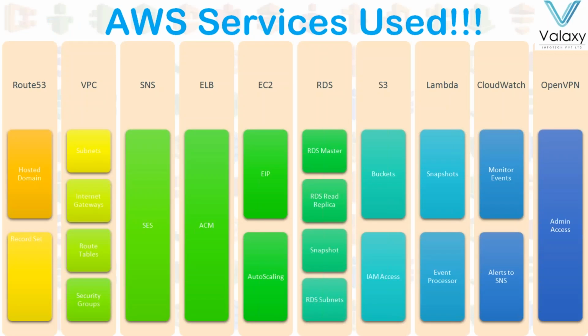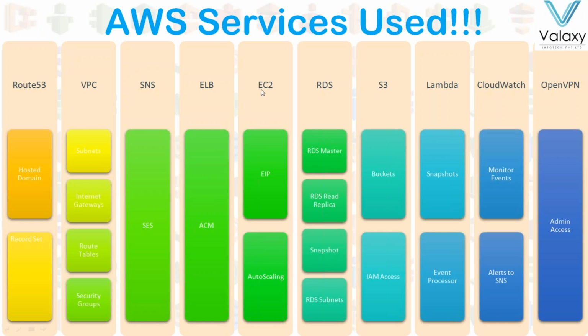And the AWS services we are going to cover in this project class: we are going to cover Route 53. In that we are going to create hosted zones and records. We are going to create a VPC. That is where we start. And the VPC has subnets, internet gateways, route tables, security groups, and we are going to use SNS. Internally, it is going to use SES and ELB, Elastic Load Balancer, and we are going to use an SSL certificate to secure our environment. For that, we are going to use ACM.